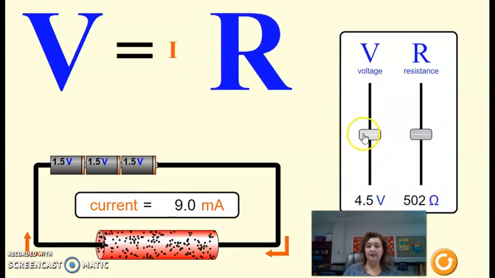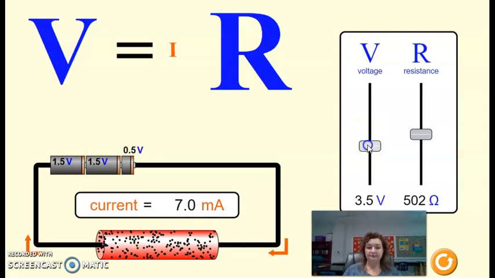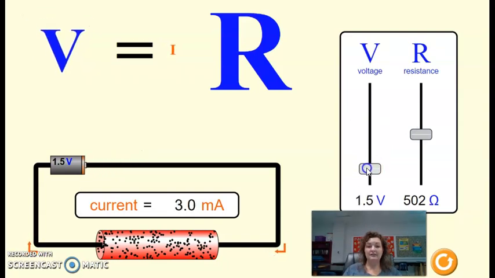And then the last one would be, what if I decrease my voltage? If I do that, you can see it's also decreasing my current flow. I only have one battery now, so there's not a whole lot of motivation behind these electrons to get them moving and flowing, right? So my current flow is going to be pretty low. That just means there's less electrons flowing at a time, right?